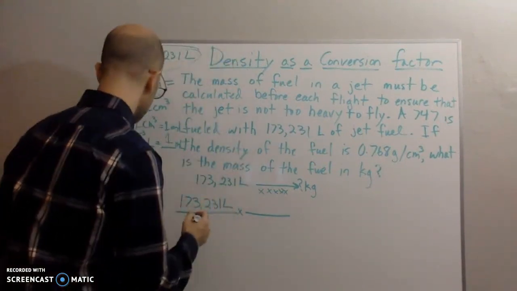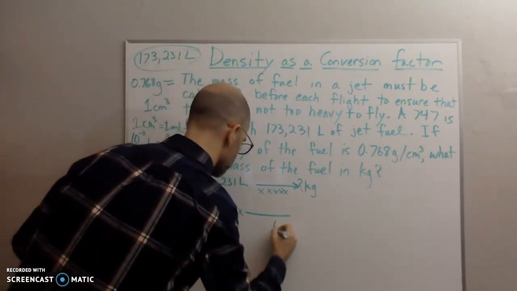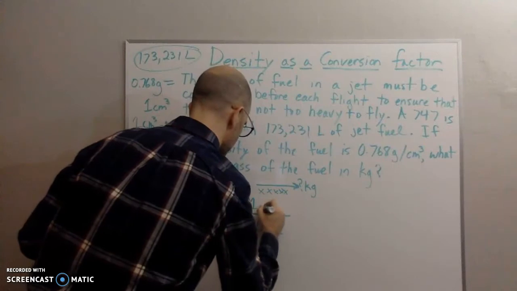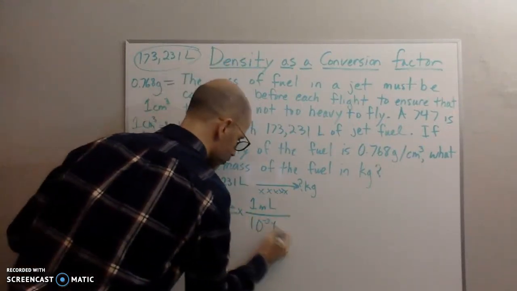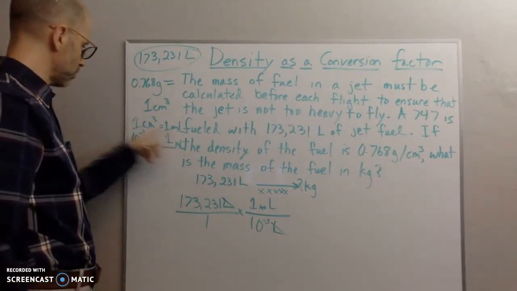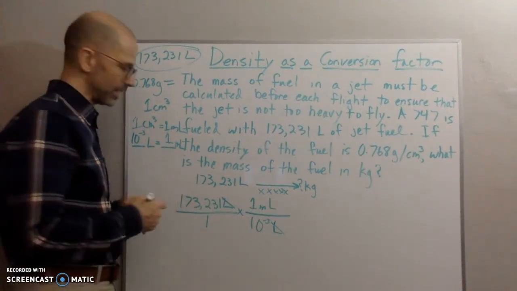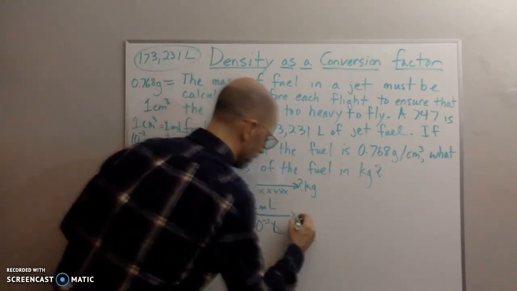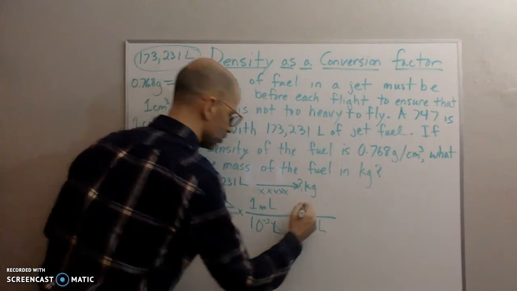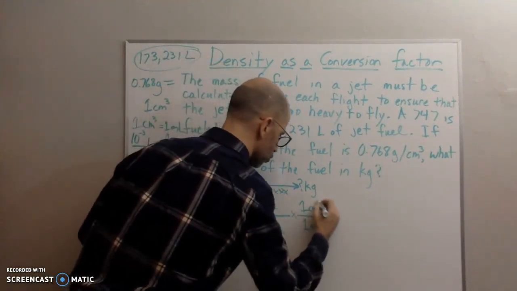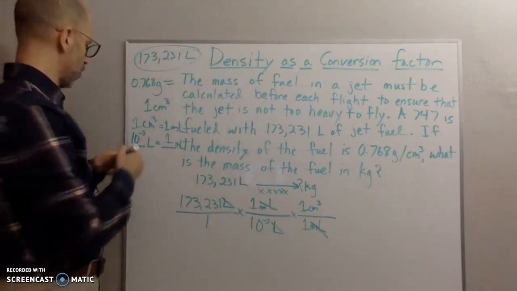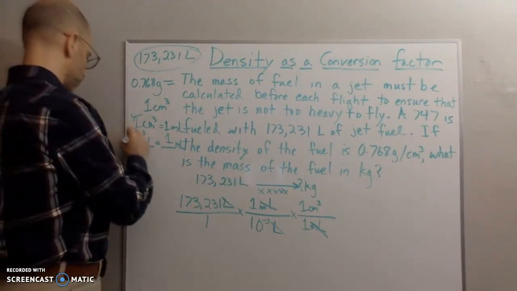So let's use it. I have liters on top, so I'm going to put liters on the bottom: 10 to the negative 3 liters, 1 milliliter on top. Now liters cancels out, and I have milliliters. Now I can use my 1 milliliter to 1 centimeter cubed. That's going to be my next conversion. So 1 milliliter goes on the bottom to cancel, and 1 centimeter cubed goes on top. Milliliters cancels out. Now I'm done with that one.